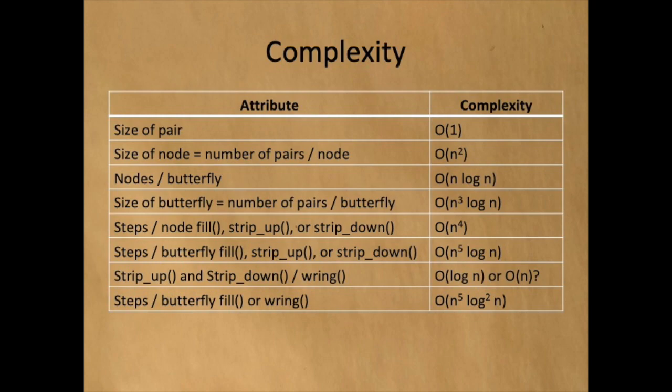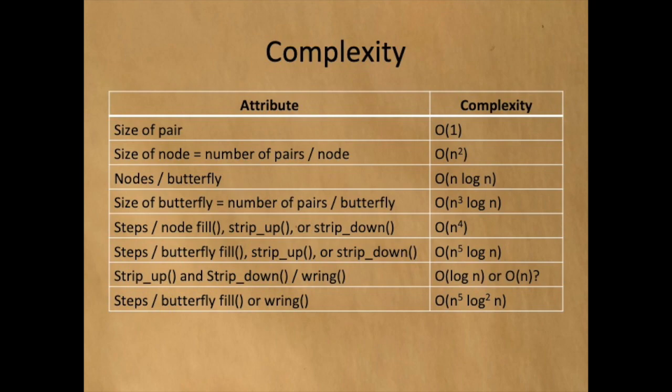The number of steps per node that it takes to fill up a node, strip up a node, or strip down a node is O(n)⁴. Both children may have n² valid equation pairs, and the parent must consider all combinations, which is possibly O(n)⁴ valid equation pairs. The number of steps per butterfly to fill or strip up or strip down is the number of steps per node times the number of nodes, which is O(n)⁵ log n.